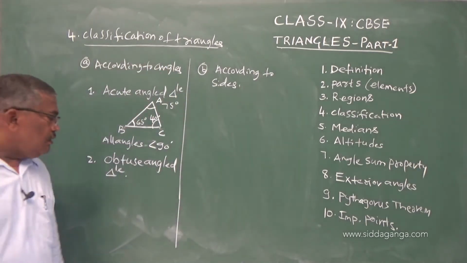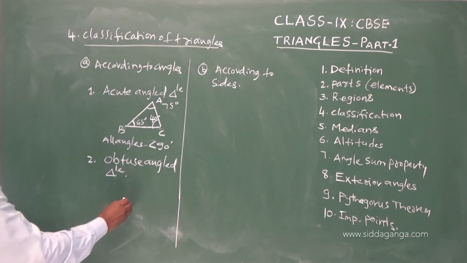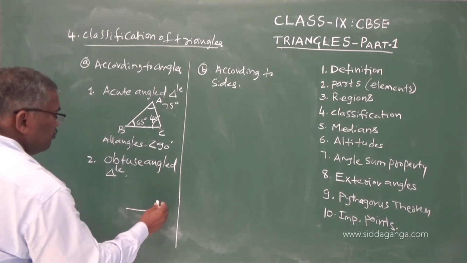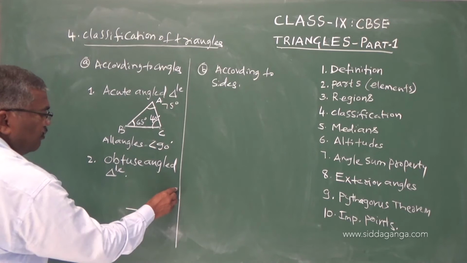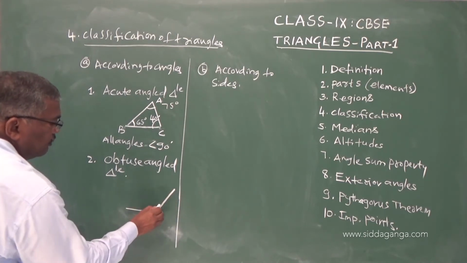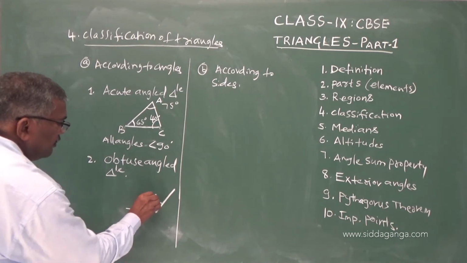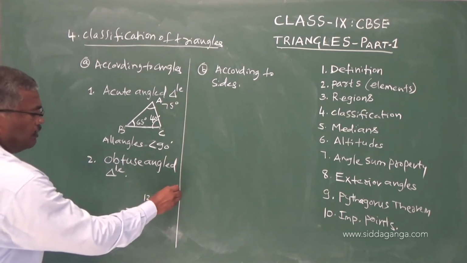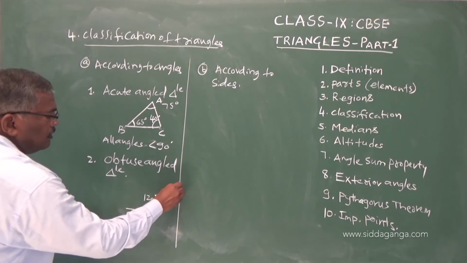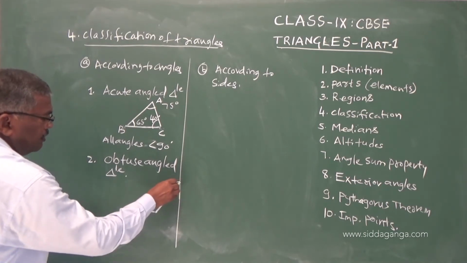So, therefore, I will write one example here. Suppose obtuse angle means say 120 degree, let us say this is 120 degree. I will just join this and this.